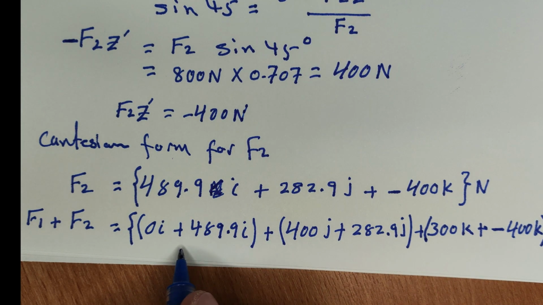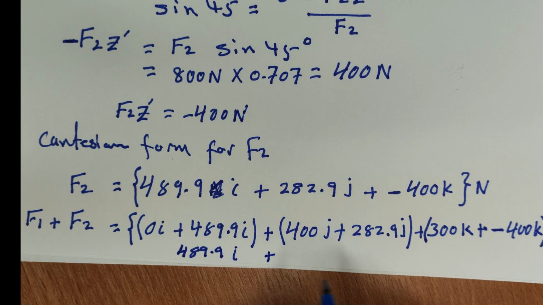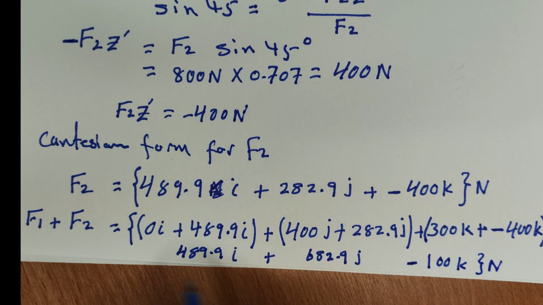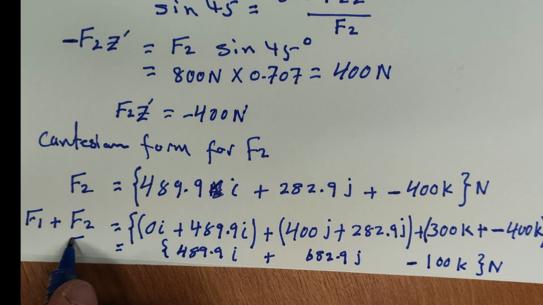So this one here will result in 489.9i plus 682.9j minus 100k, and of course it's Newton. And this is how you solve for FR.